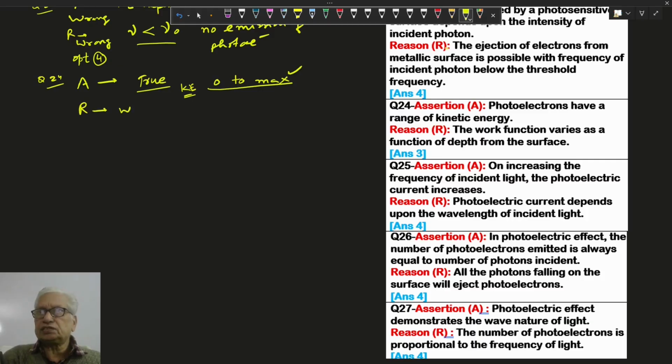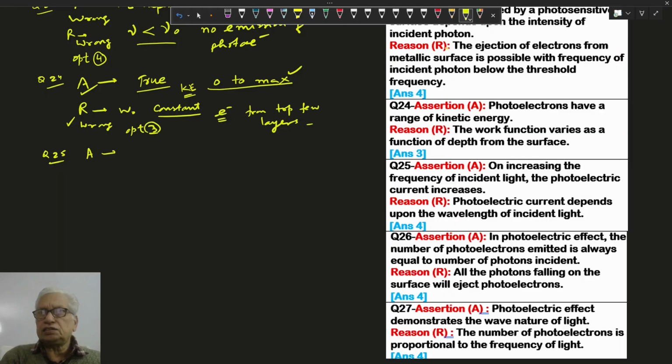Reason: work function varies. Work function is a constant quantity. It depends on the material, not the depth, because electrons are coming out due to the photons from the top few layers. Work function is not depending on the depth of the surface. So this is wrong. Means assertion correct, reason wrong. So option 3 is correct.